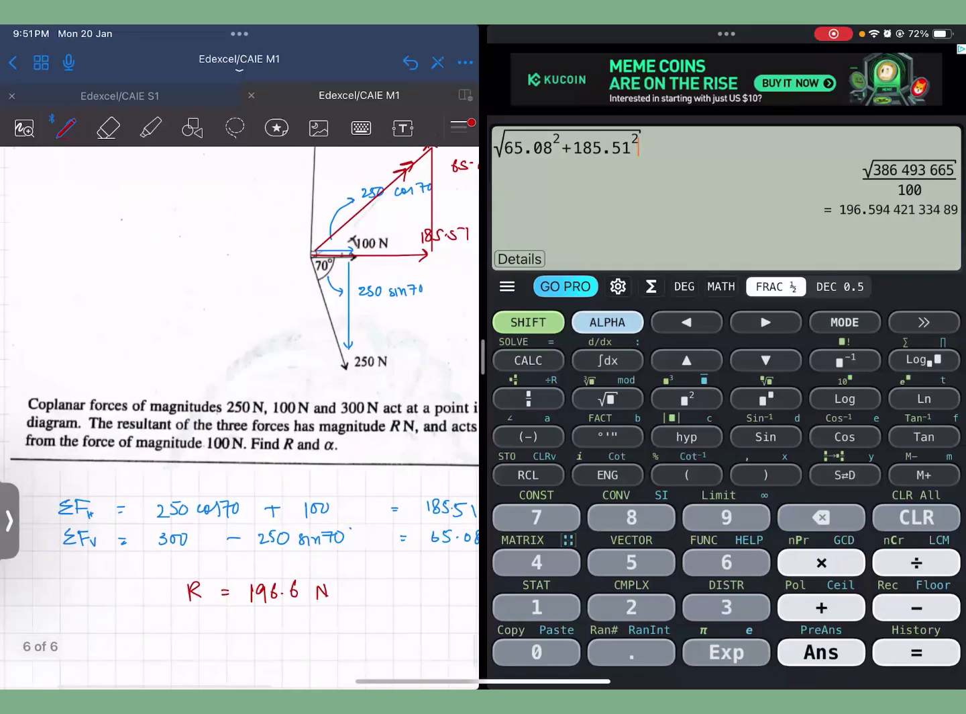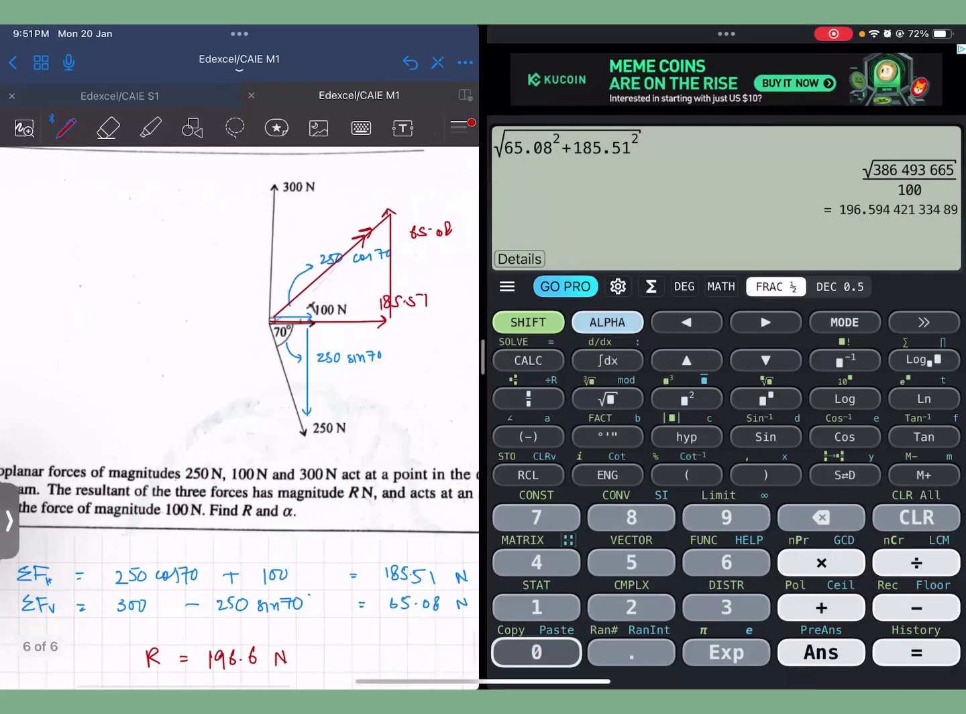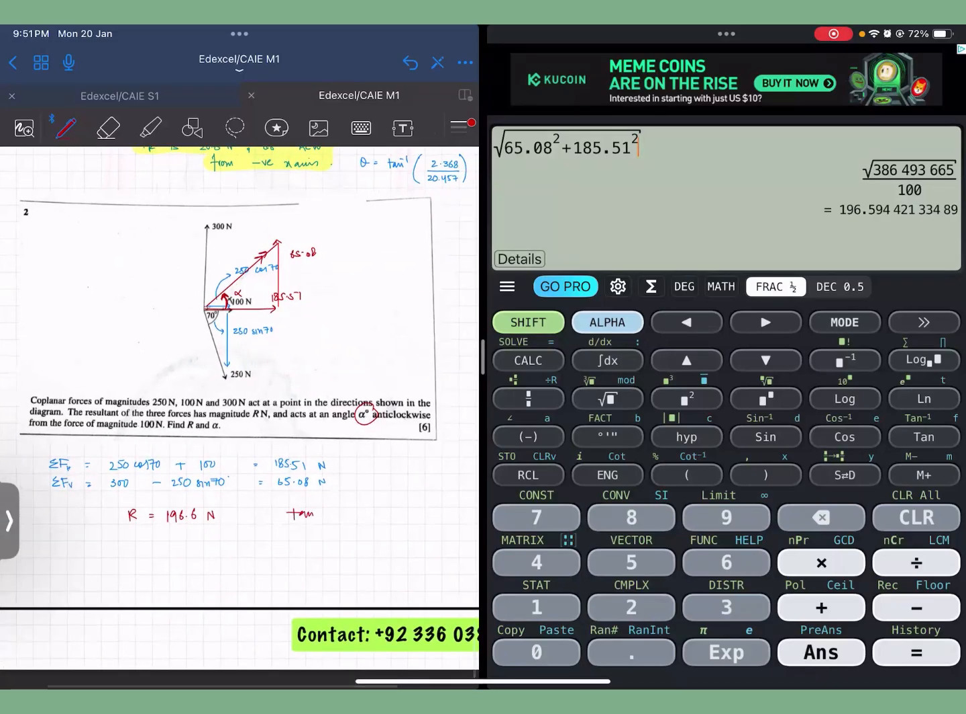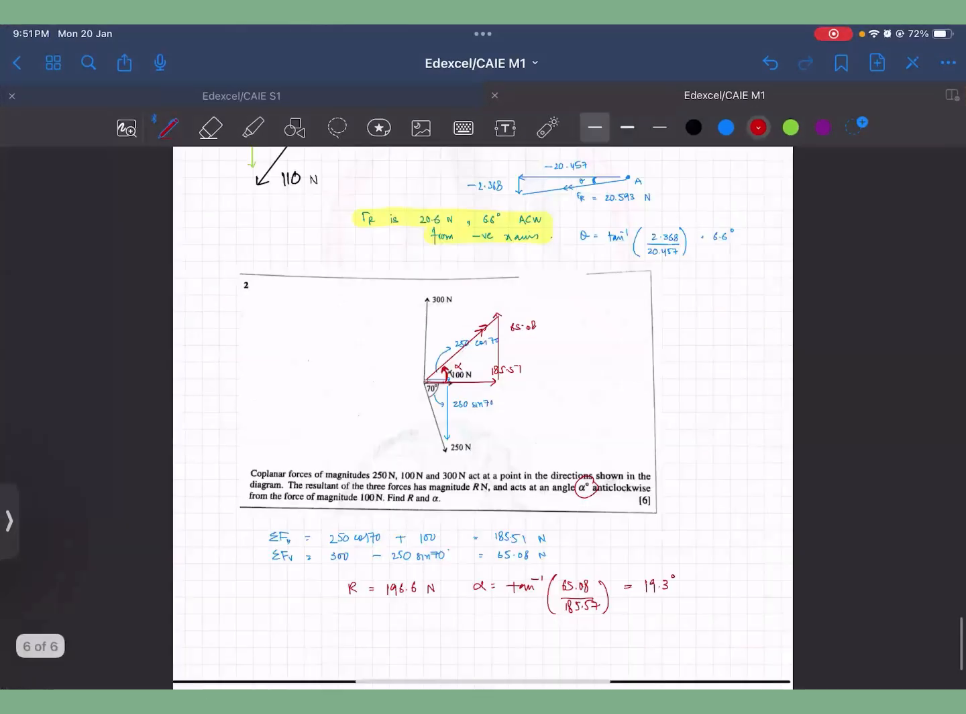The angle alpha is anti-clockwise from the force of 100 Newton. So this is your 100 Newton, and they're asking you for this angle, alpha. This would be simply tan inverse of vertical over horizontal: tan inverse of 65.08 divided by 185.51, which is 19.3 degrees. This is your final answer. You got 6 marks. Easy 6 marks.